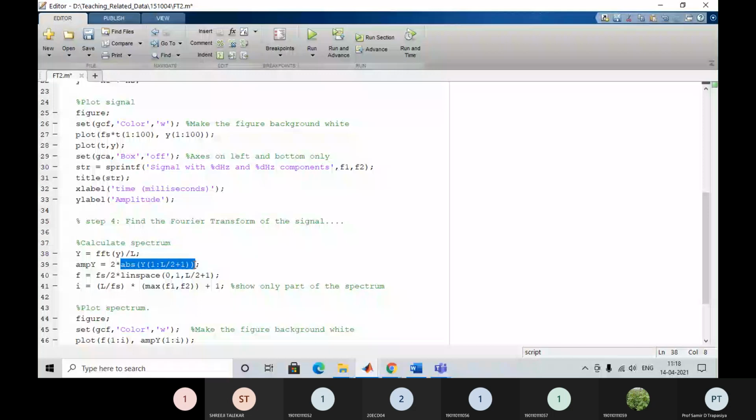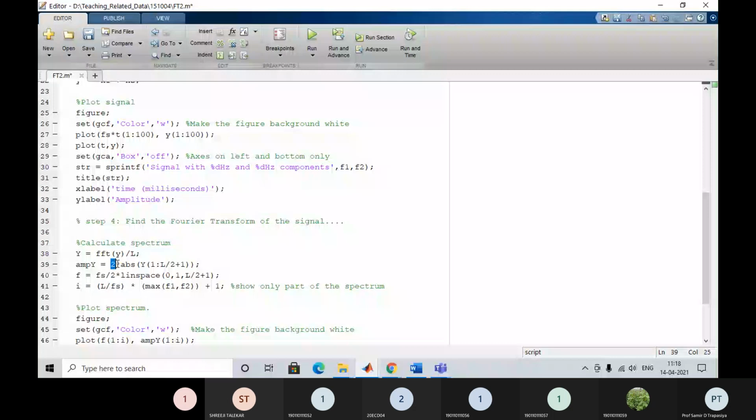And if we are considering only the half spectrum, 0 to fs by 2, it means the energy is now double, right? Energy is double because we are considering one half, not the other half. So that's why the 2 is multiplied. We are adding them, so they have double the energy. And then this fs by 2.